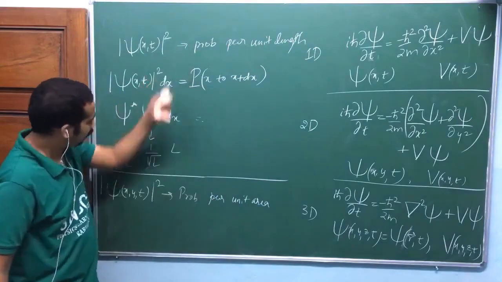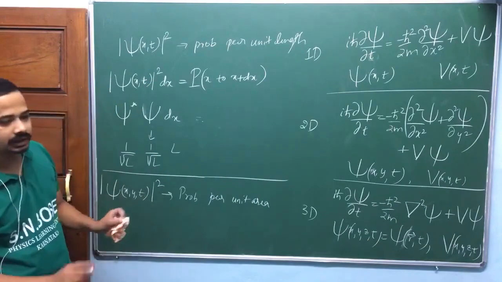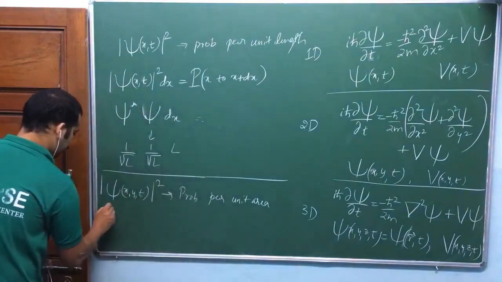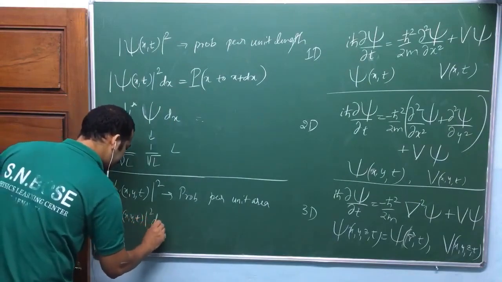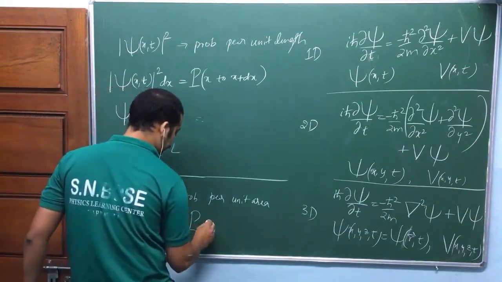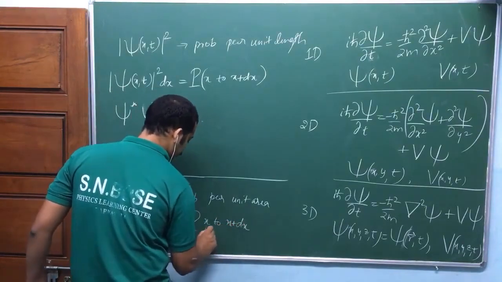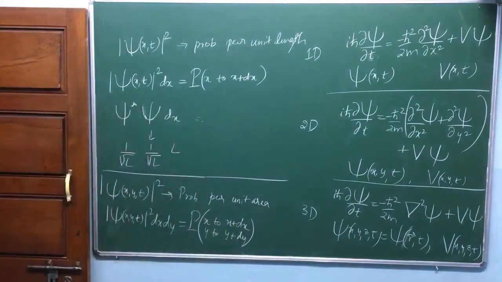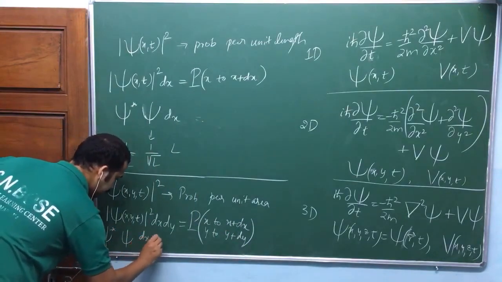Again, in every case, we call this probability density only. Here also we call it probability density. That doesn't mean per unit volume, okay? So if it is per unit area, then mod psi of x, y, t whole square dx dy is a probability now. It is the probability of finding the particle whose x position is x to x plus dx, and y position is y to y plus dy.